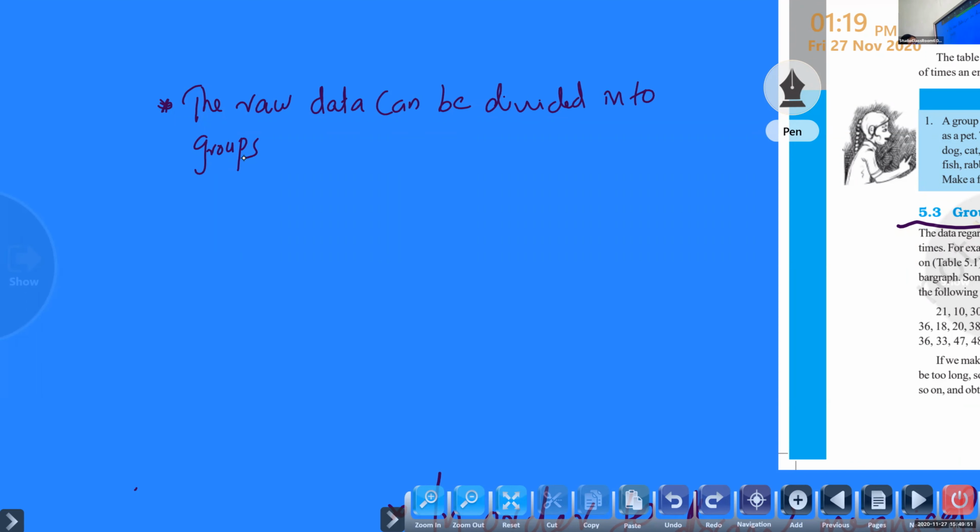Raw data can be divided into groups. Two groups.